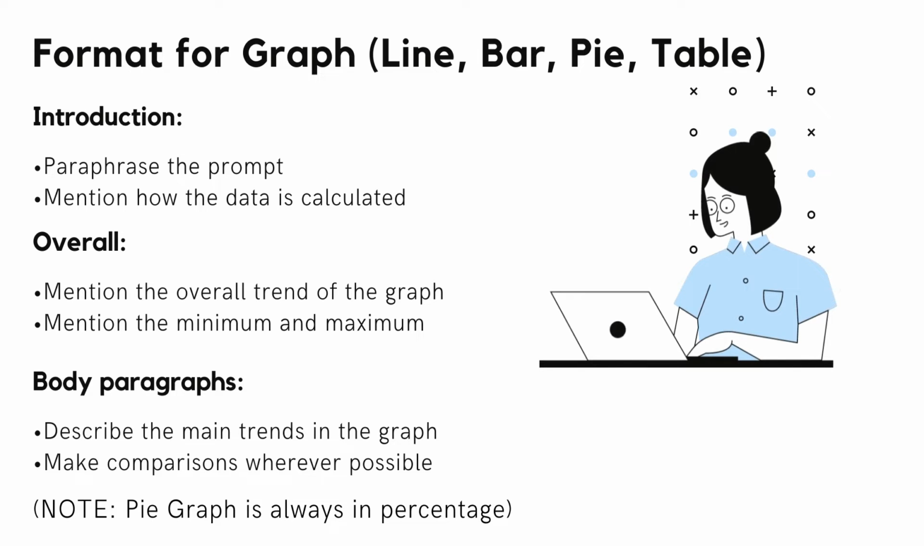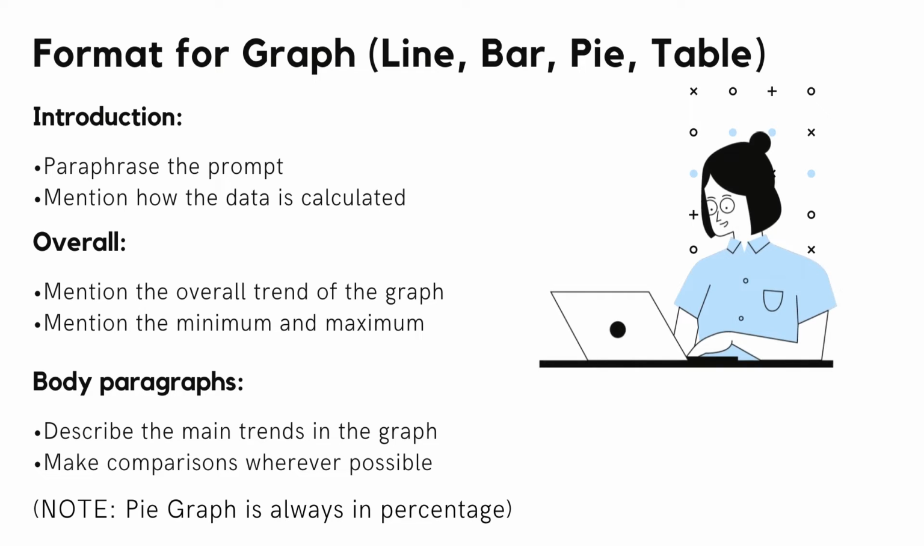In the overall, you will have to mention the overall trend of the graph. Like if the graph is increasing, write that the graph is increasing. If it is decreasing, if it is remaining constant or if it is fluctuating, you have to frame a sentence in that way. Then you will have to mention the minimum and maximum data in the graph. Remember one thing, you will always avoid numerical data in the overall.